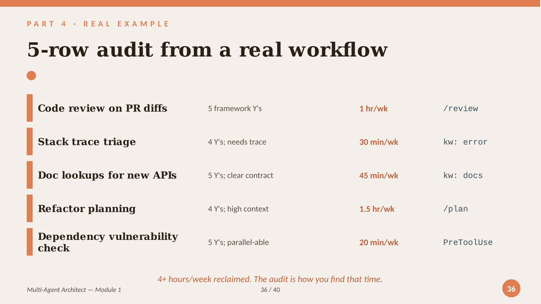Dependency vulnerability check: 5 yes, parallelable across many packages. 20 minutes per week. Trigger, pre-tool use hook on package install. Total expected gain: more than 4 hours per week reclaimed. Across a year, that's roughly 200 hours, 5 working weeks of time recovered just from these 5 candidates.